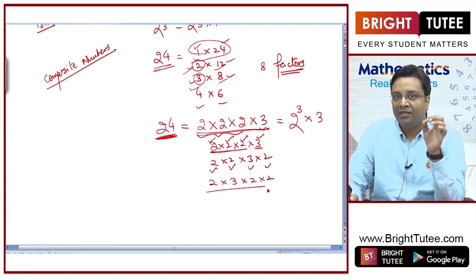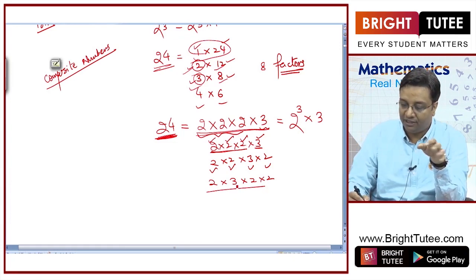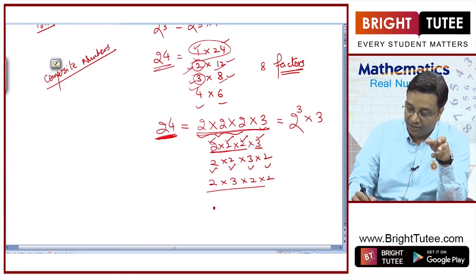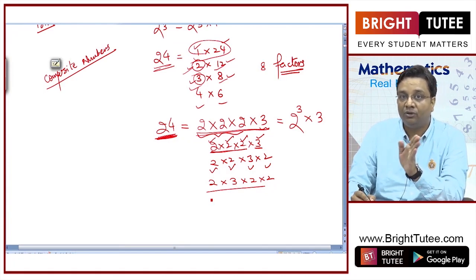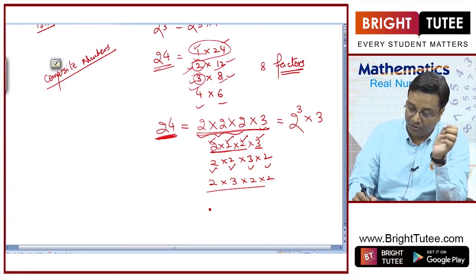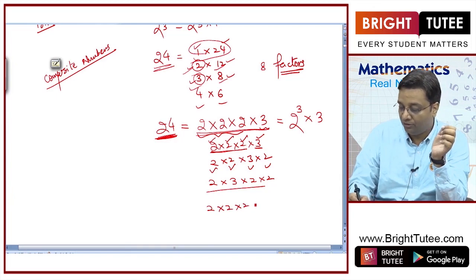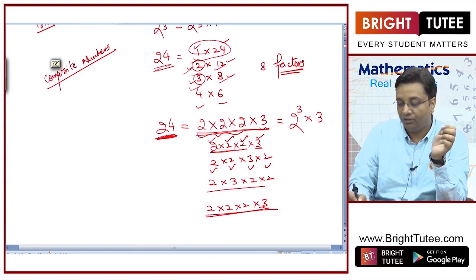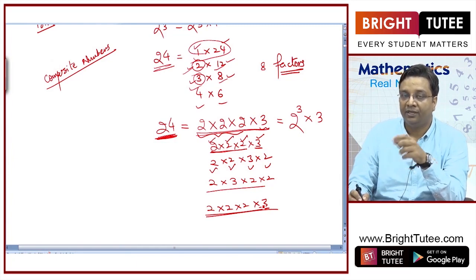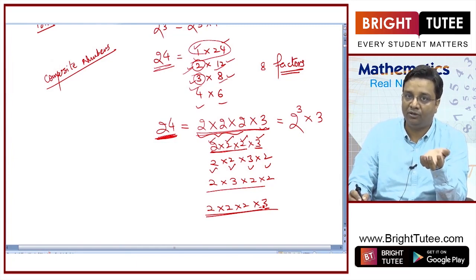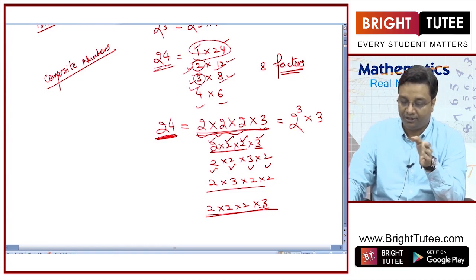If I say that you should write these factors in ascending order, you write the smallest prime first and then go on to bigger primes. So the order is also fixed now. 2 into 2 into 2 into 3 is the only order possible if I write the primes in ascending order. Even if I say write in descending order, even then the order will be fixed.